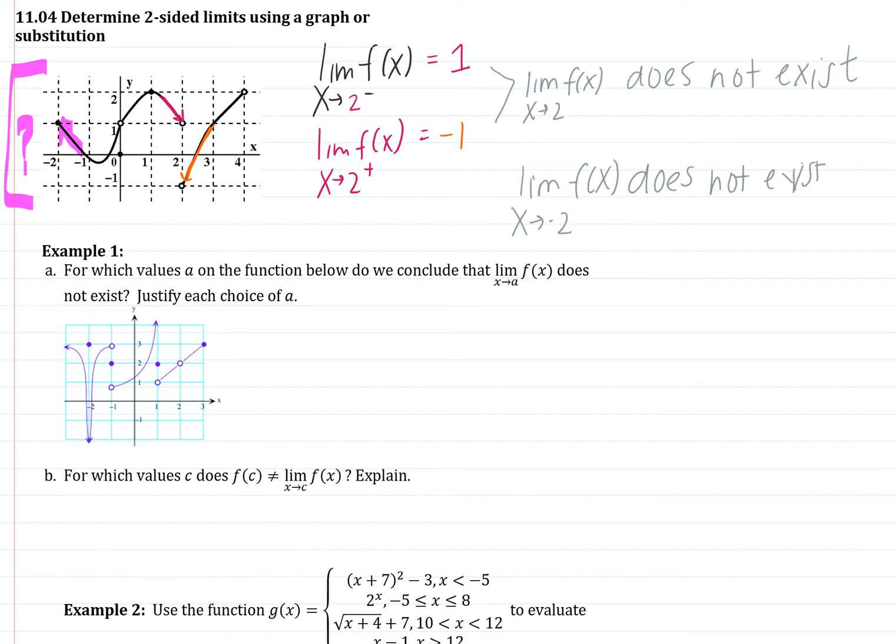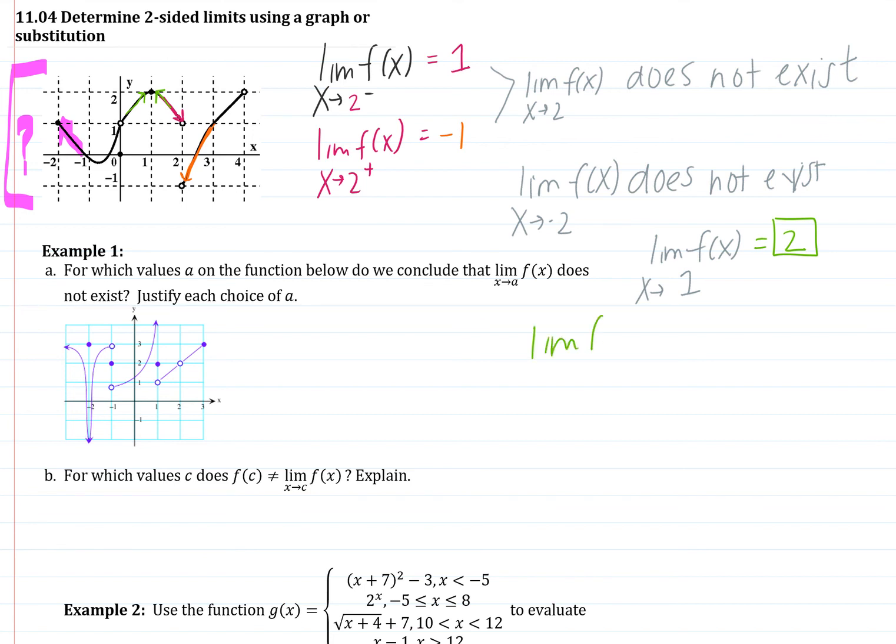Let's take a look at one more example from this graph. Maybe two examples. Let's take a look at the limit of the function as x approaches 1. Well, from the left of 1, we're getting close to the y value 2. From the right of 1, we're getting close to the y value 2. The left and the right-handed limits both exist, and they're both the same. So the two-sided limit is 2.